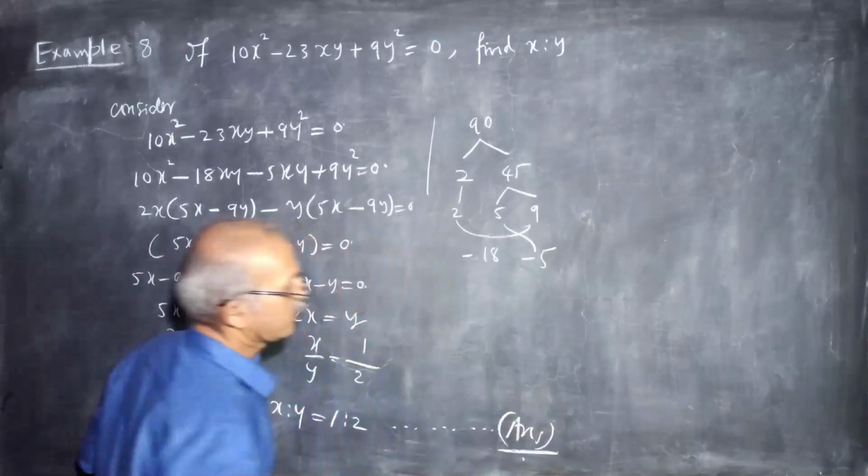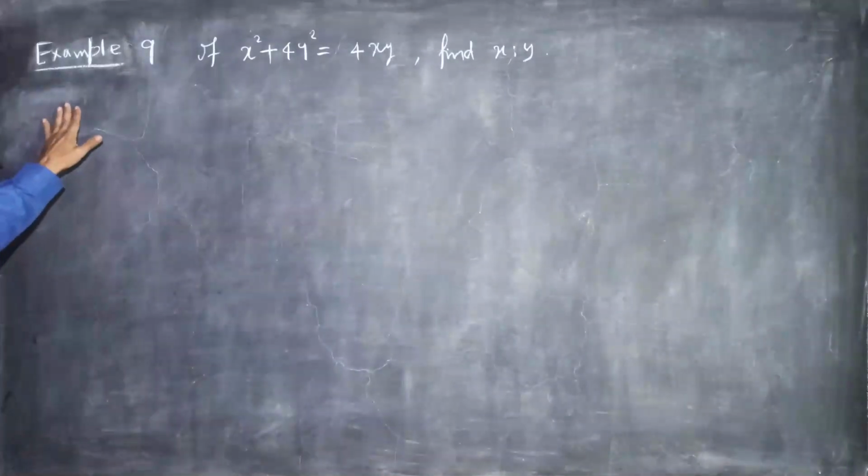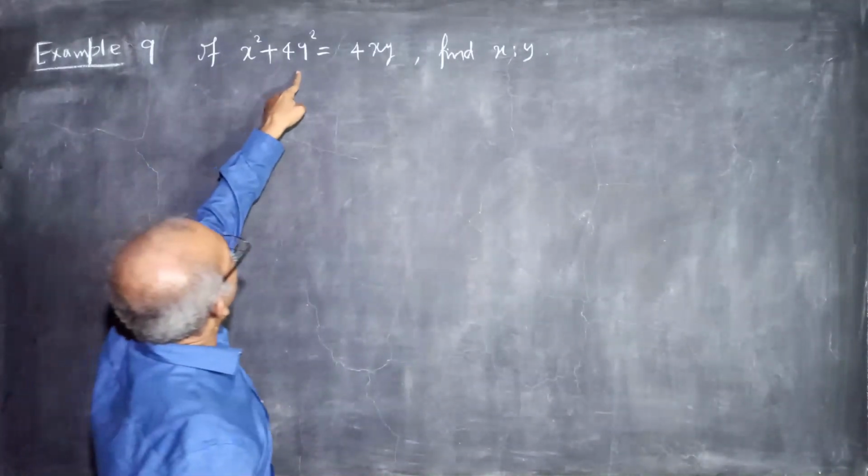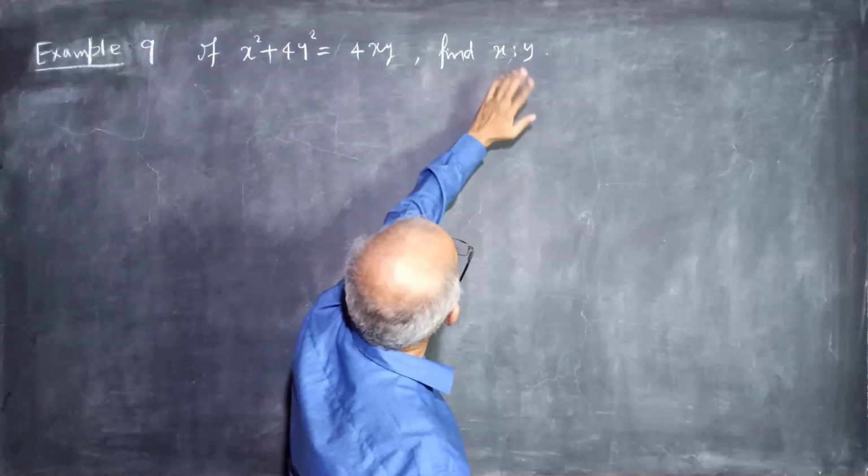This is your final answer. Now we shall solve example number 9. If x square plus 4y square is equal to 4xy, find the ratio x is to y.